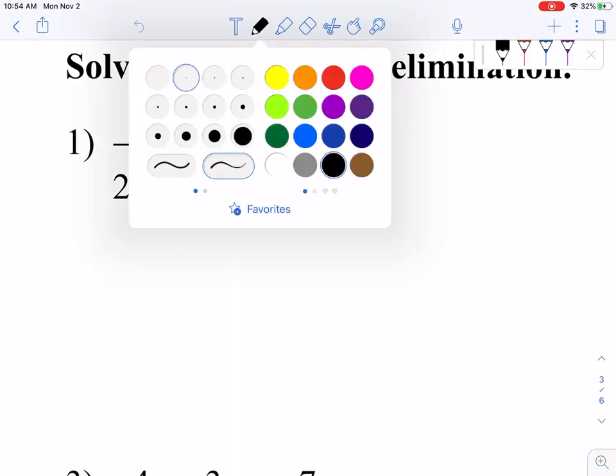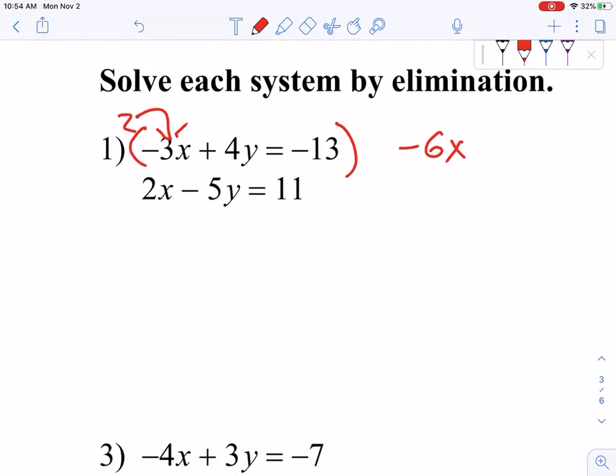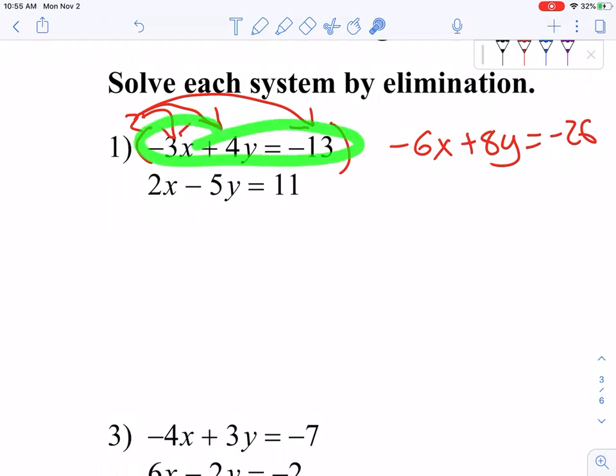So for my top row, which I'll do in red, I would multiply everything on the top by 2, because 2 times negative 3 will give me a negative 6. So if I do 2 times negative 3x, I'm going to get negative 6x. I'm going to go through and change everything else. So 4y times 2 is going to become 8y, and negative 13 times 2 is going to become negative 26. So we've scaled our whole first equation up by multiplying 2 to everything. This equation is still equivalent.